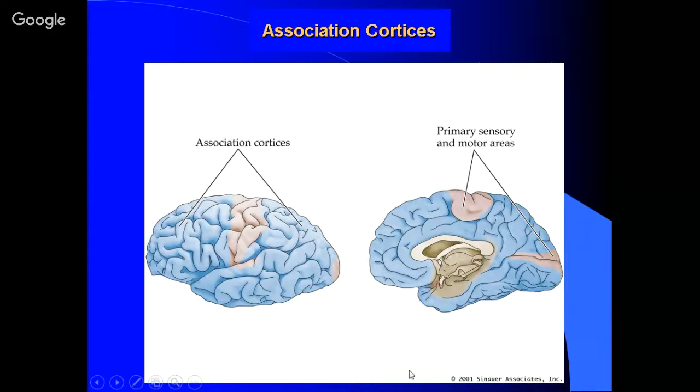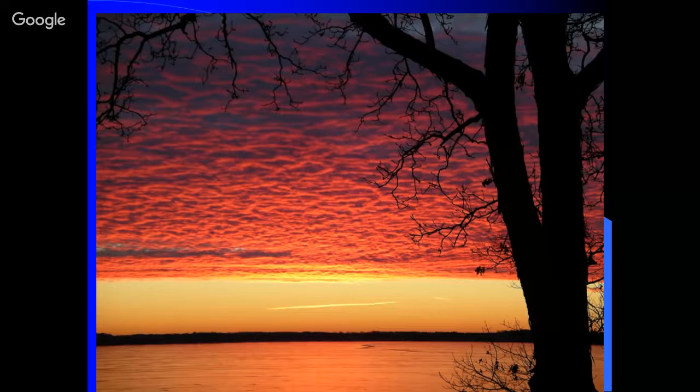Notice that the primary sensory areas are very small. Now, I don't quite like this because they have included all the secondary areas, but if you just limit this to your primary areas, they're a very small part of the cerebral hemisphere. Most of your areas are not just primary information coming in.